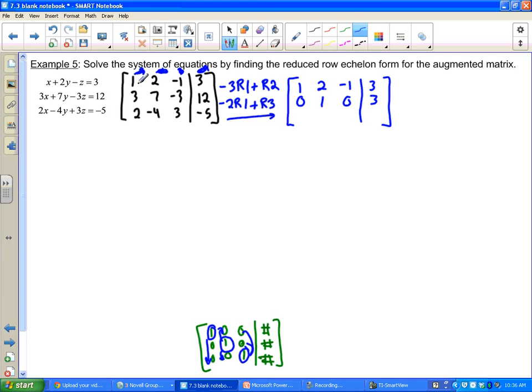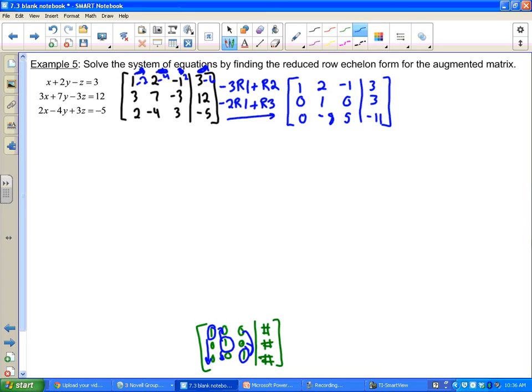Negative 2 times row 1 would be negative 2, negative 4, 2, and negative 6. So that would give me 0, 0, 5, and I'm sorry, this is not 0, this is negative 8, because those are both negatives. Negative 4 plus negative 4 is negative 8. 2 plus 3 is 5. Negative 6 minus 5 is negative 11. Okay, so we've got our first column done.